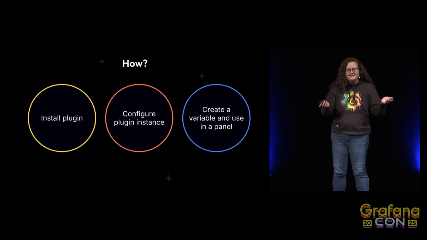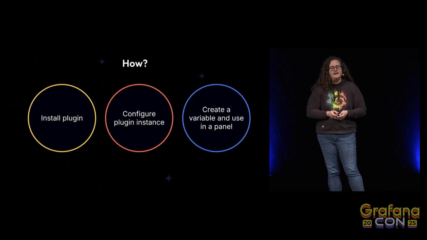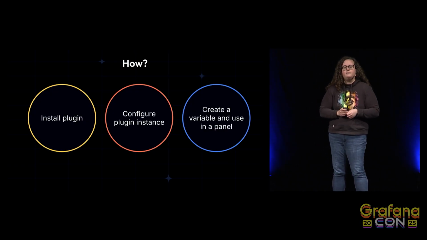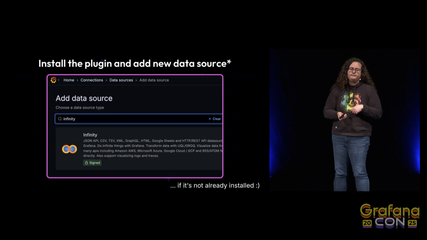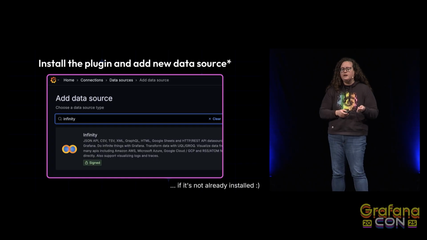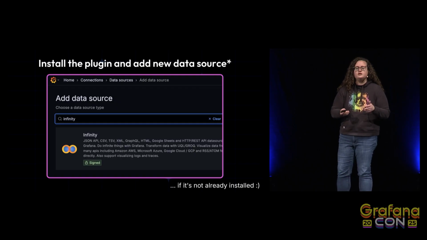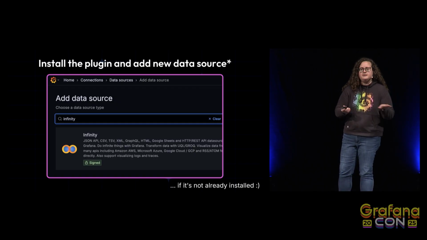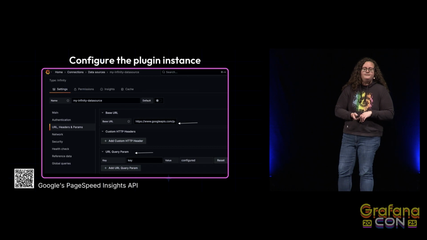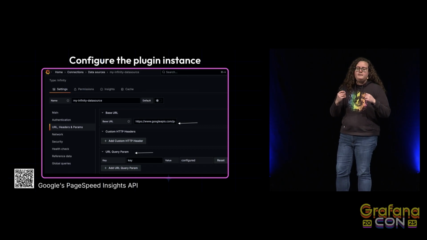Well, again, we just install the plugin, configure a new instance, and then this time we'll create a query variable that we'll use in a panel. And actually, depending on your setup and version of Grafana, you may not even need to install the plugin, as these days it's getting pre-installed. But if it's not, just search for it in the connections page. Same deal as before.